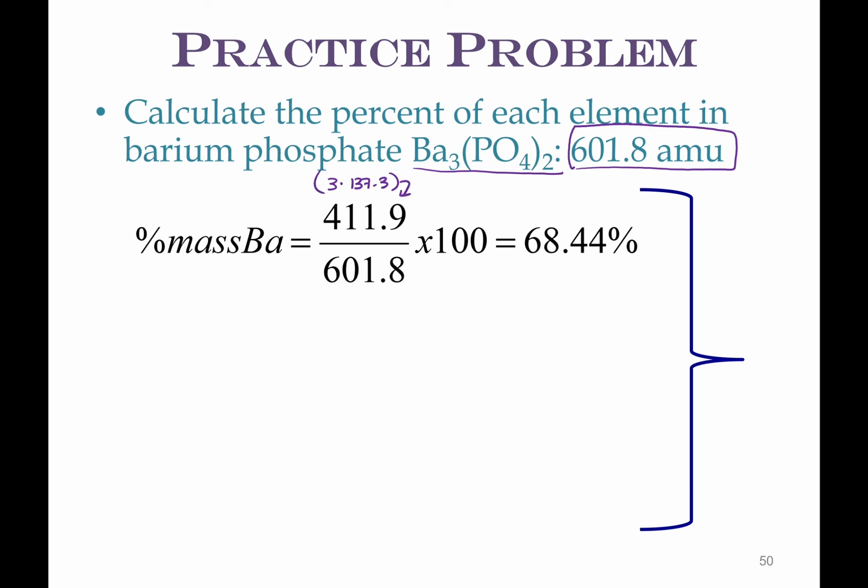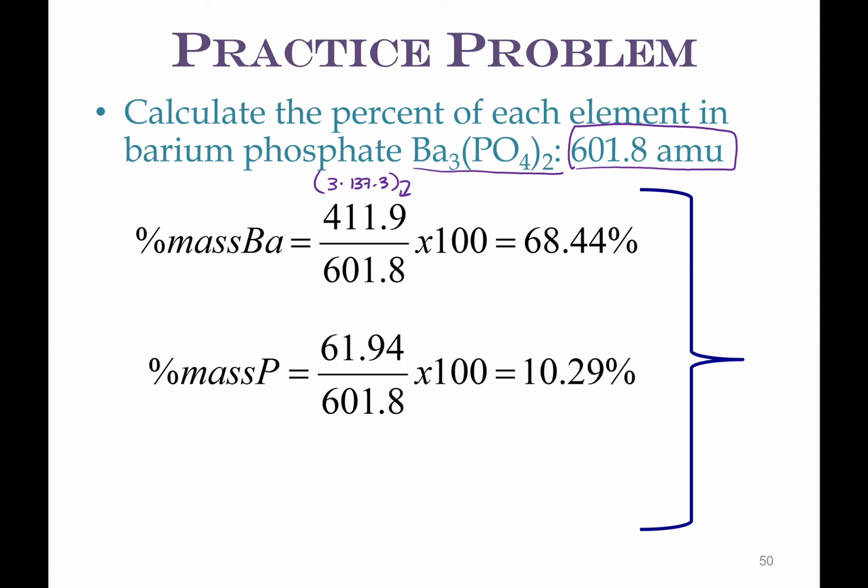We can't subtract from 100 for the other two because we have phosphorus and oxygen. So next up being phosphorus, so we have how many phosphoruses? We have 1 times 2, so 2. Then each phosphorus has a mass of 30.97. So 30.97 times 2 gives us 61.94 for a mass of 68.44% barium, 10.29% phosphorus. You could subtract both of those numbers from 100, or you can just calculate it out.